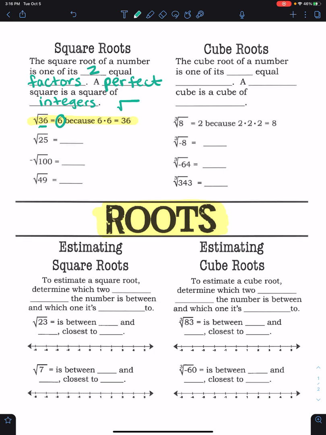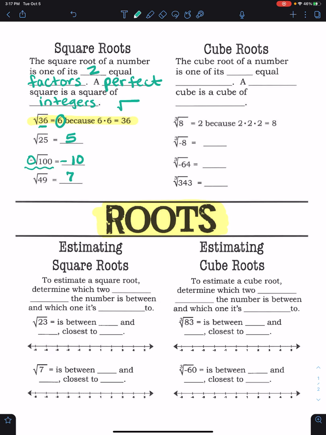So the square root of 25 is 5 because 5 times 5 gives you 25. The square root of 100 is 10. And then since there's a negative out here, this is like saying, what's the opposite of the square root of 100? So we would say negative 10. And then, of course, 7 times 7 gives us 49. All right, so that's perfect squares.